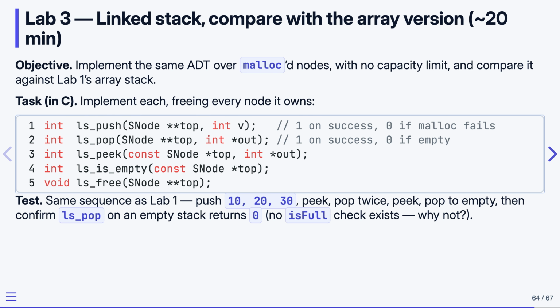Test it with the same sequence as Lab 1. Push 10, 20, 30. Peek, pop twice, peek again, then pop until the stack is empty. Finally, pop on the empty stack and confirm it returns 0. Notice there is no is full check here. Ask yourself why not.